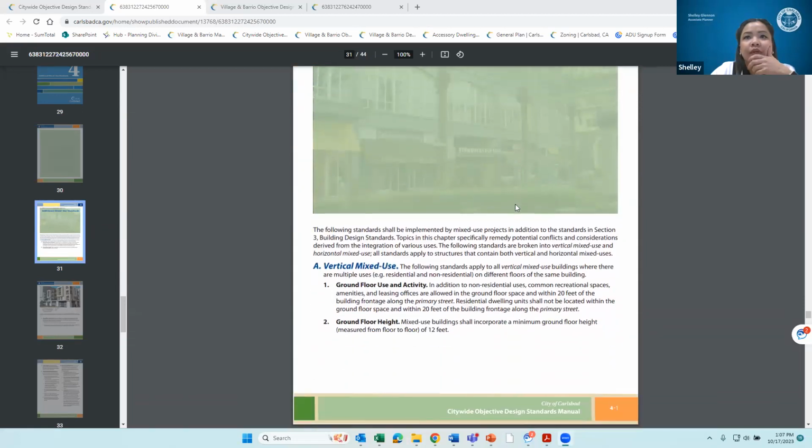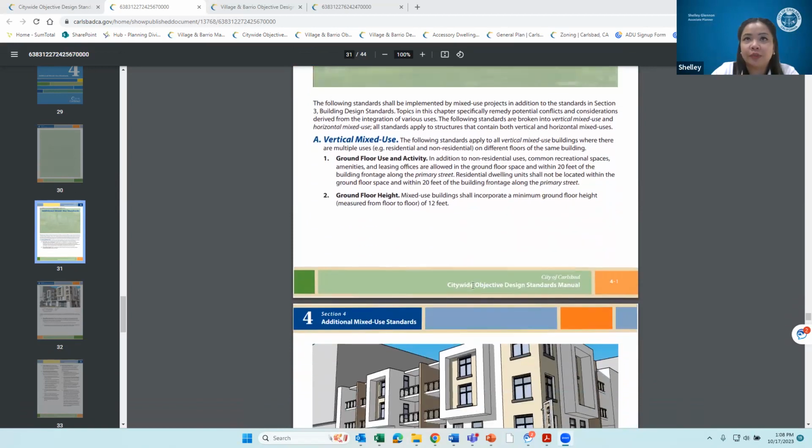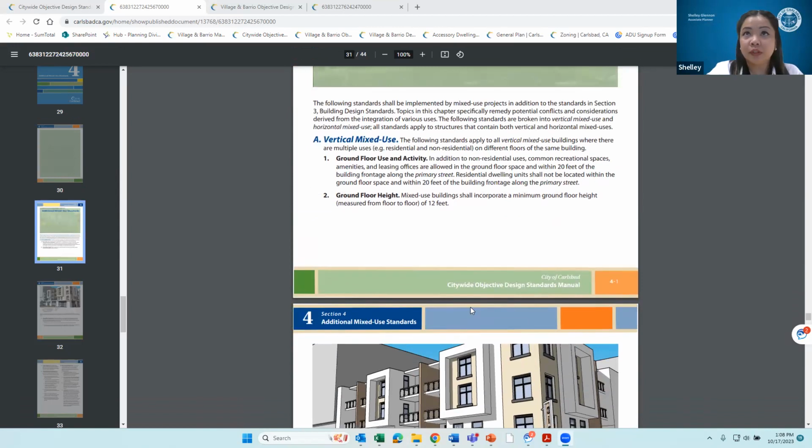Yeah, for the citywide project, we definitely tried to keep it very simple, and not too complex with regards to mixed use. So I'll just go through it with you. I could share my screen again. So as I mentioned, we categorized it by vertical mixed use and horizontal mixed use. So it's very straightforward. We had ground floor use and activity, mostly because we were concerned about pedestrian views. So I think that was the main issue. So a lot of it was regarding ground floor.